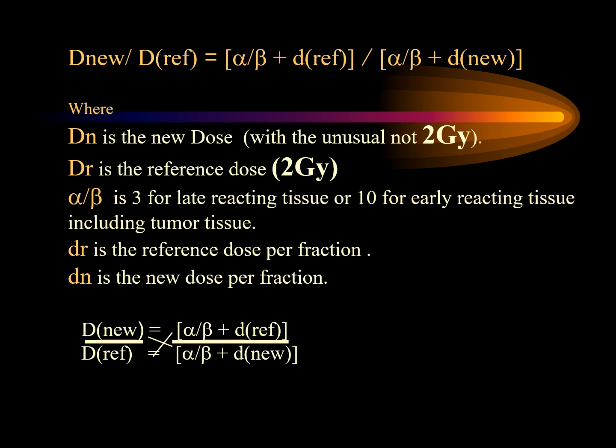Again, D capital nu over D capital ref equals alpha beta ratio plus D small ref over alpha beta ratio plus D small nu. If you try to remember it like that, making a song, making whatever way you want to write it down, please add emotions to it as much as you can.